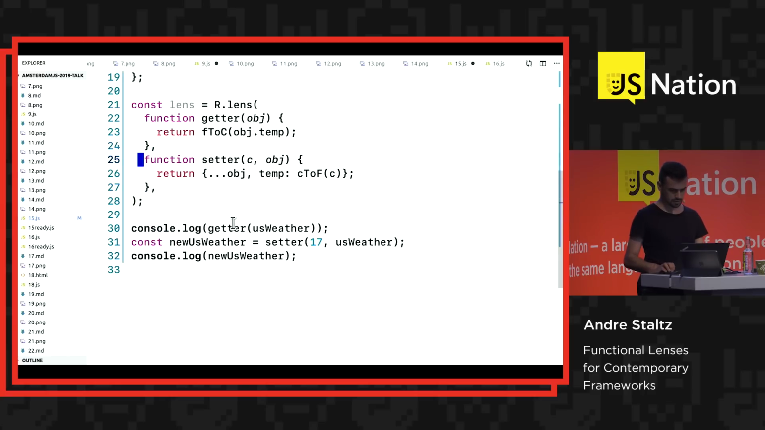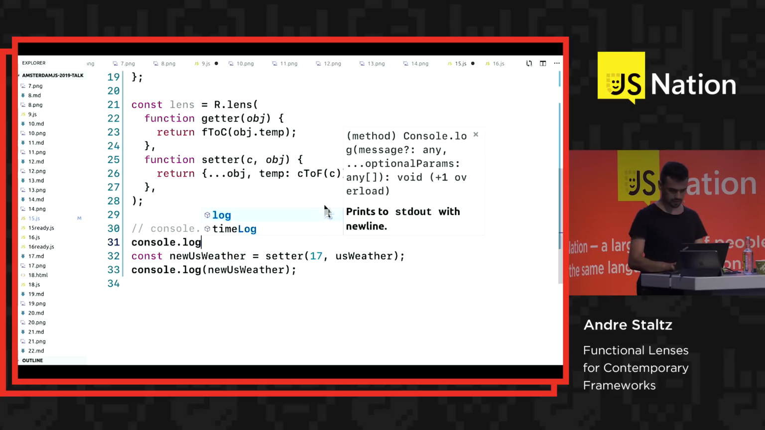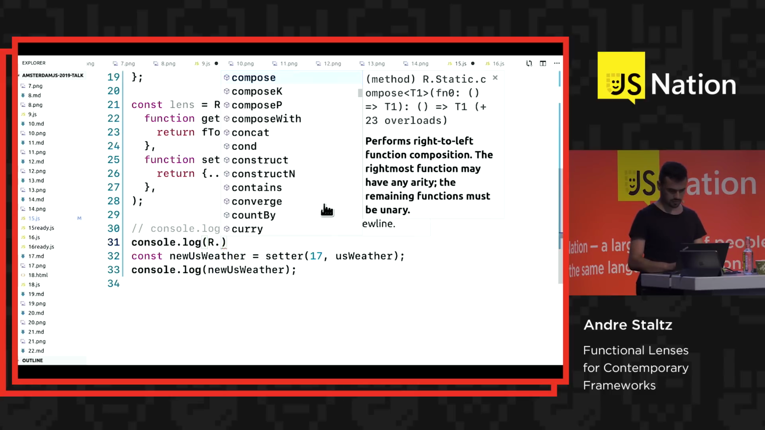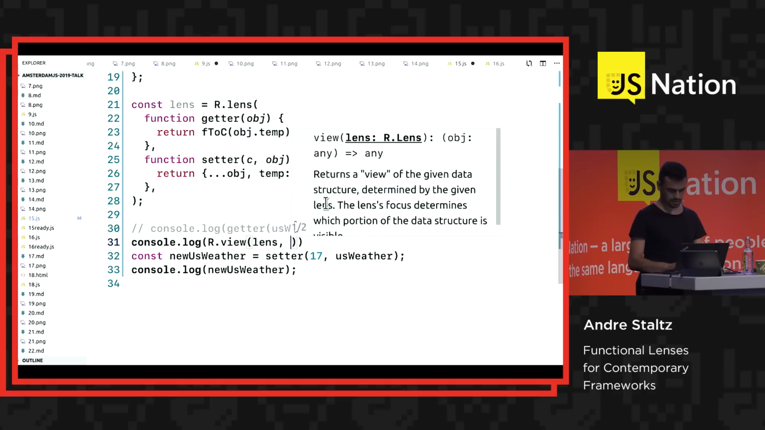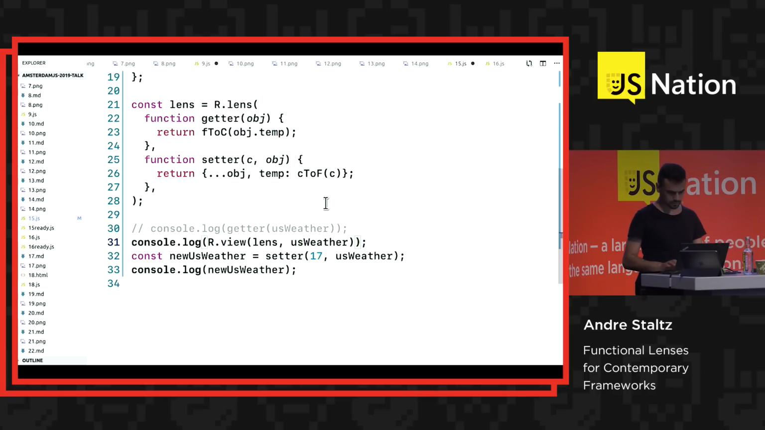So I'm just putting these two functions together in this thing called Ramda lens. And then there's a slightly similar API of using this. We just say Ramda view under this lens the US weather. And I promise you that this is essentially, no, it is the same thing as calling getter on US weather. It is the same thing. It kind of seems like more code to write, but it's going to make sense soon when we compose things.